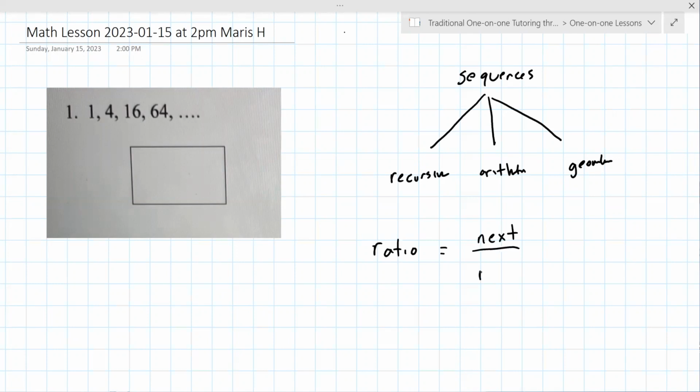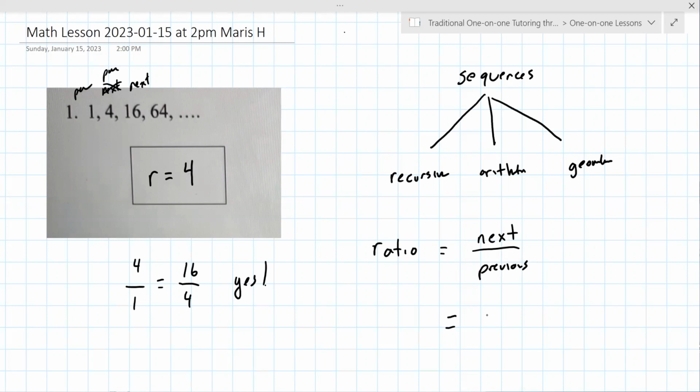term divided by the previous. So in your problem, it would be like 4 divided by 1. Okay, the next is 4, the previous is 1. And then you check and make sure, well, is 16 divided by 4? So if you treat 16 as the next and 4 as the previous, are these the same? And they are. Okay, so what your instructor is looking for is either r equals 4 or just 4 there in this problem. Okay, so pretty straightforward.